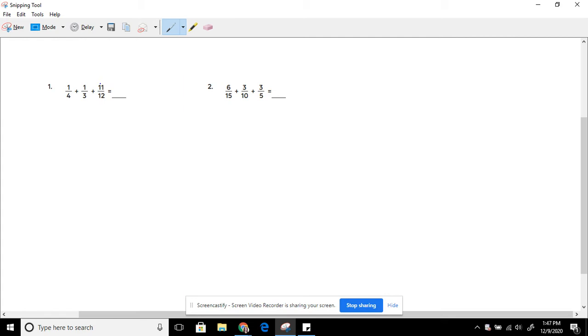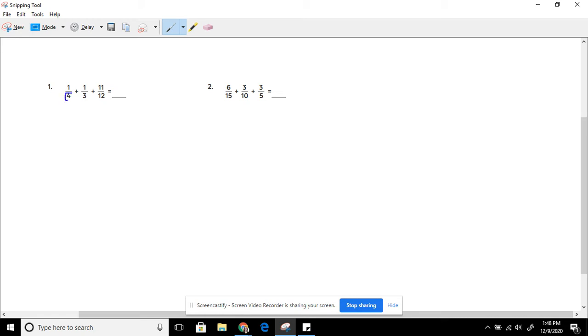So we've got 1/4 plus 1/3 plus 11/12. As I said, we cannot just add these fractions straight across. That's not how we add fractions. When we have fractions with unlike denominators, we need to find a common denominator. And when doing that, we find equivalent fractions. So let's take a look here.